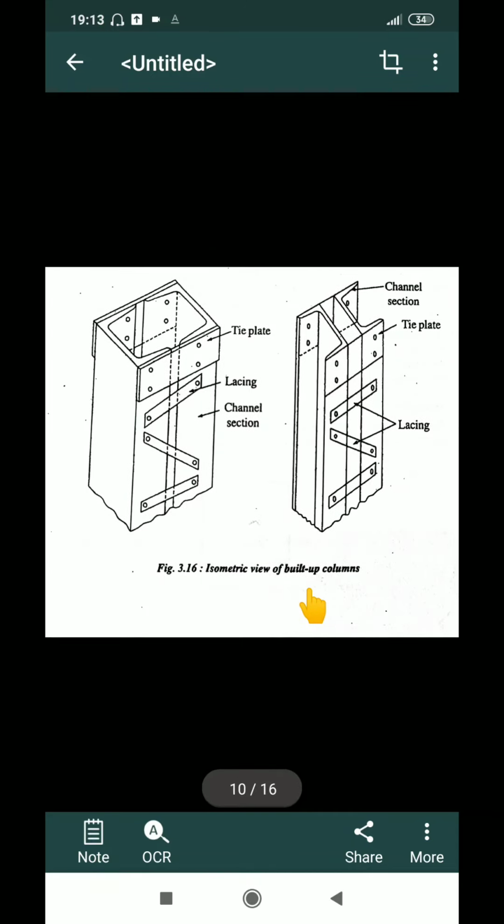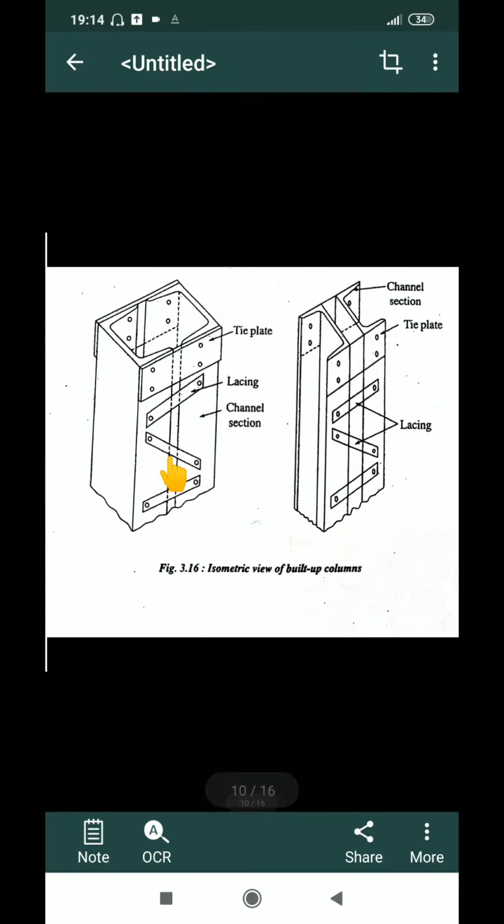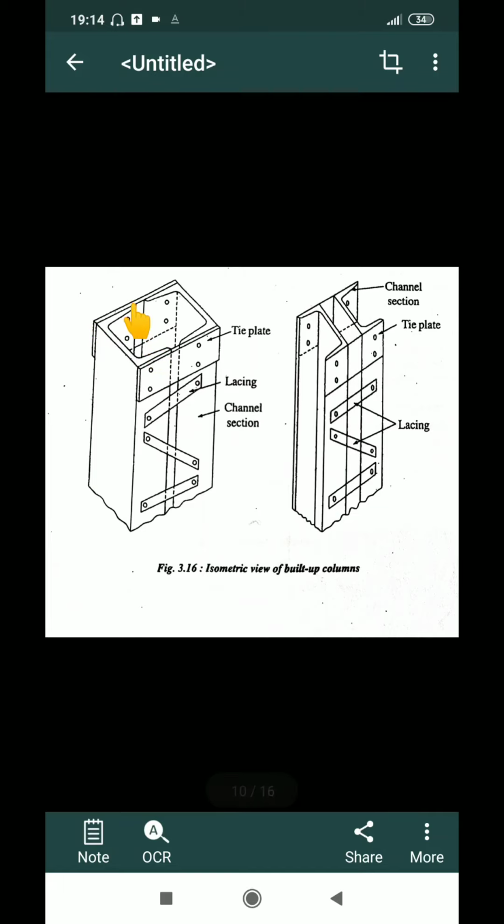You can also see an isometric view of built-up columns. Here this is a double angle column section. You can see a double channel column section. These are the two channels which are butt jointed, in the sense face to face jointed, and for joining these two channels I am providing a tie plate, which is nothing but a simple rectangular plate, and bolted connections, and I am also providing lacing to enhance the connection or to give better strength to the connection.